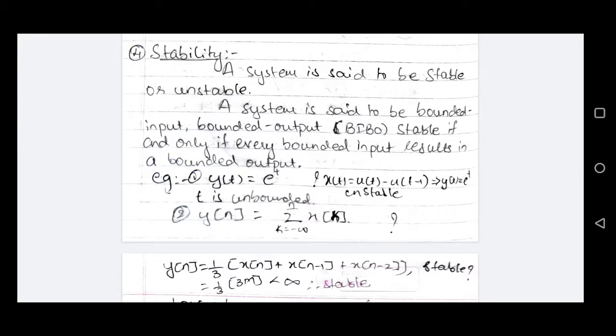Now I'm sure you must have studied different definitions of stability in your control system subject. In this subject, because we'll be dealing with signals and systems, we'll define stability with respect to input signal and output signal.